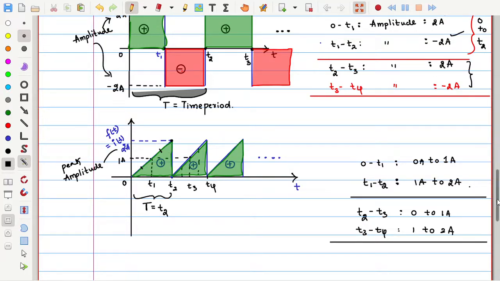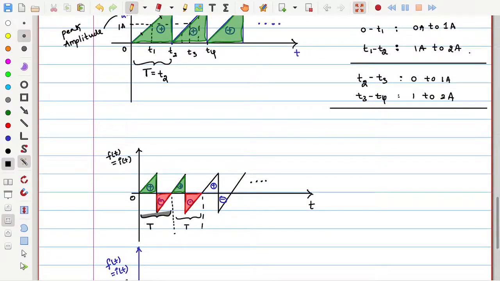Clear? And in the same way here, how much is the amplitude? This one is, let us say, 2 amperes, and this one is minus 2 amperes. So these are referred to as amplitudes. This is the positive amplitude, and this is the negative amplitude. Now, the difference between the positive and negative amplitude we call the peak to peak amplitude.